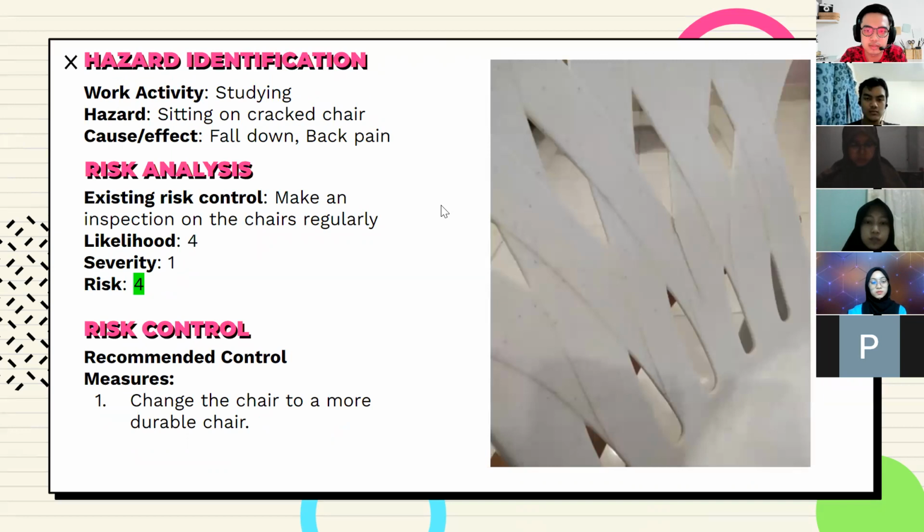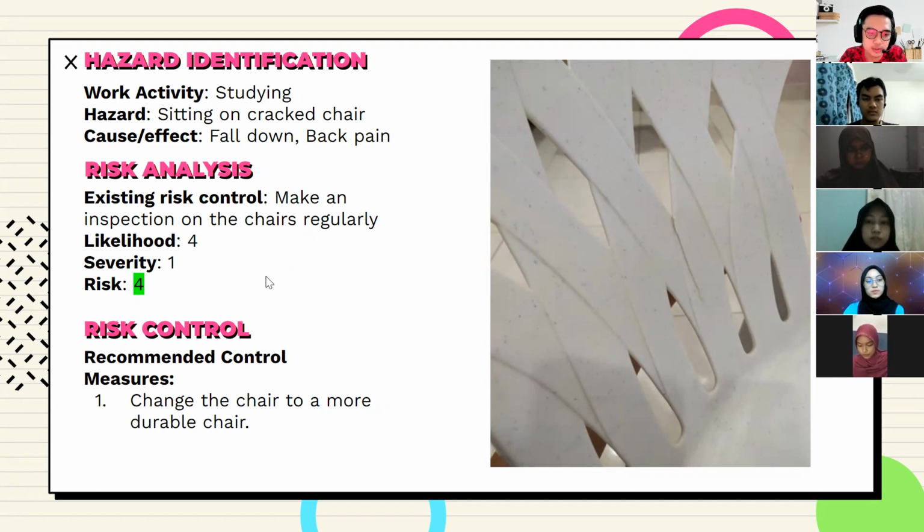And then this picture shows a cracked chair which will be used by the student to study. The hazard is that the person will be sitting on a cracked chair. The cause or effect is that the person will fall down or have back pain. Based on the risk analysis, the existing risk control is to inspect the chairs regularly so that we could see if there is any problem with the chair. The likelihood is 4, severity is 1, so the risk is 4, which is marked as low.